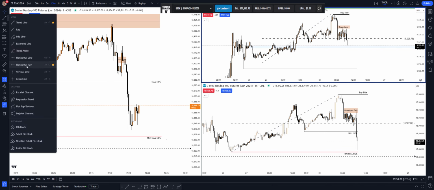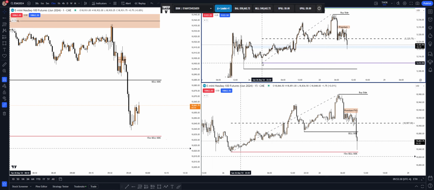I'm gonna annotate the strong low also on ES. I think that could be a rejection.